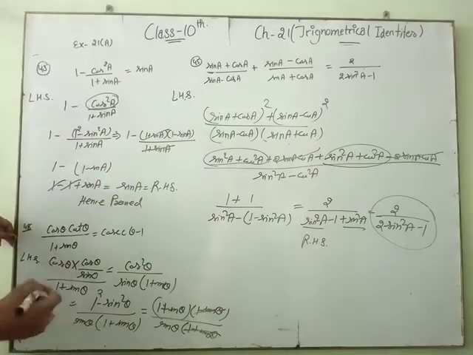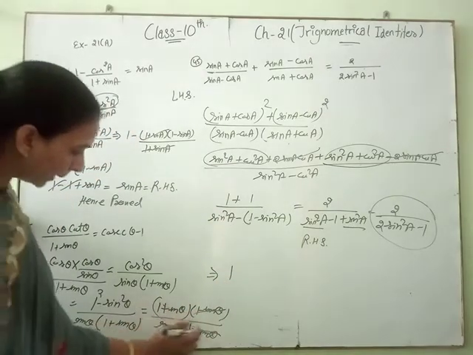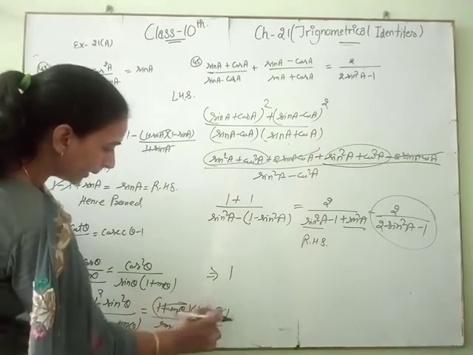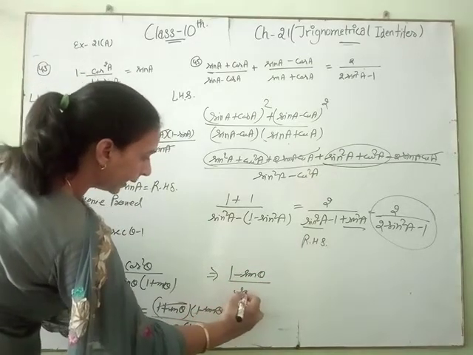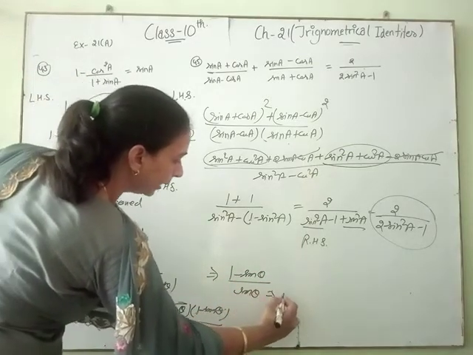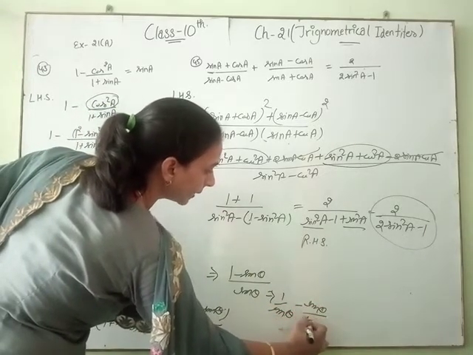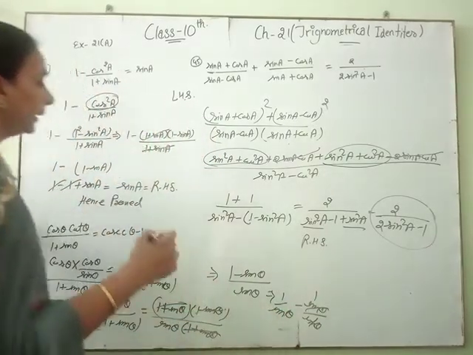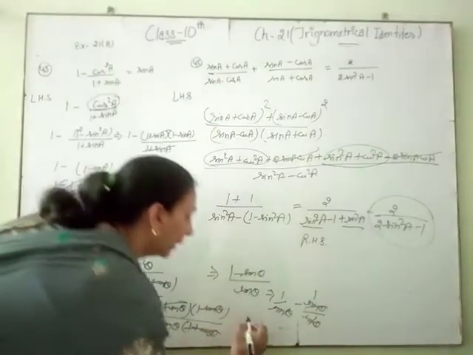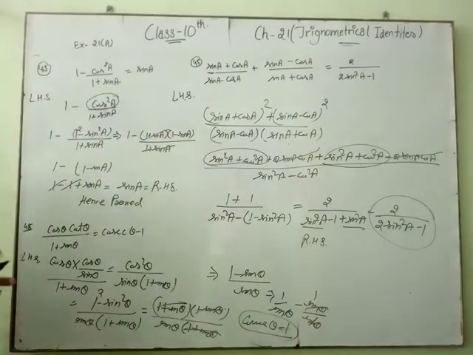This is cancelled. Then 1 plus sin theta cancels, only 1 minus sin theta is left, 1 minus sin theta by sin theta. First we write 1 by sin theta, then sin theta by sin theta, and this equals 1. Then 1 by sin theta equals cosecant theta, so cosecant theta minus 1, and this equals the right hand answer.